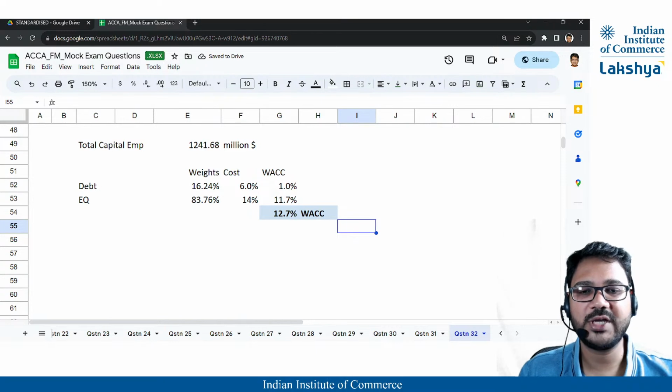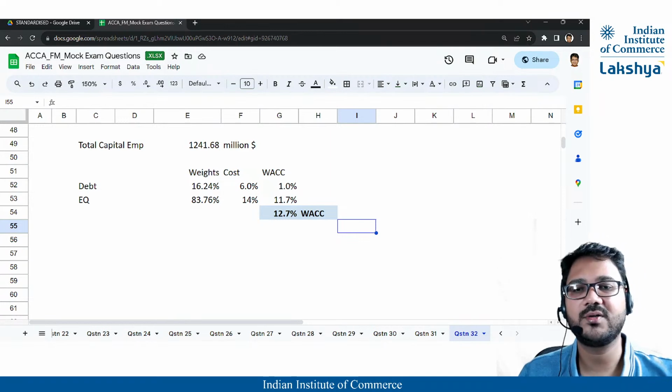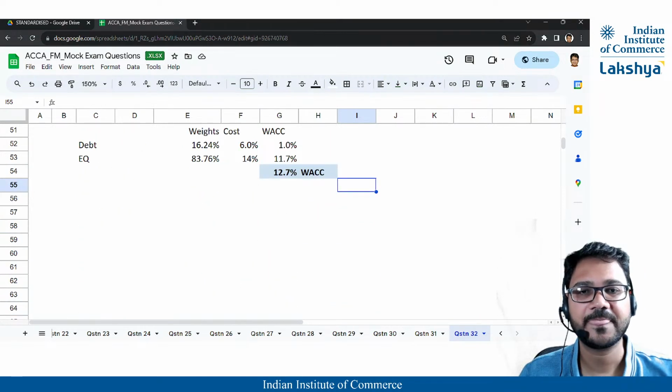Okay, so we are done for the day. Tomorrow we'll similarly solve another mock, which is a pre-June paper. So we'll be doing that.